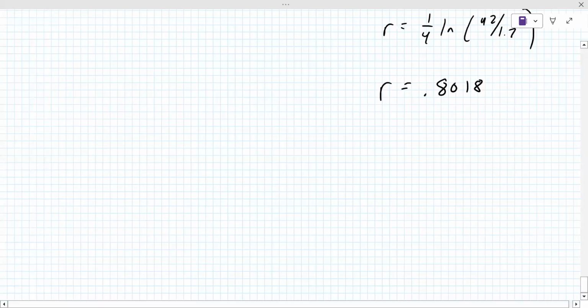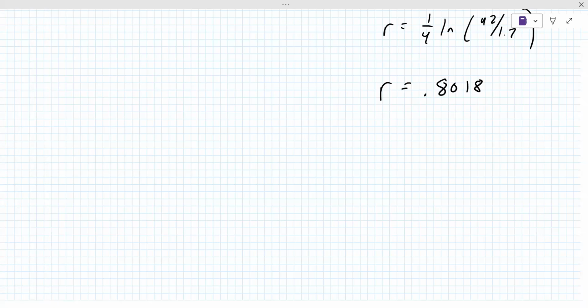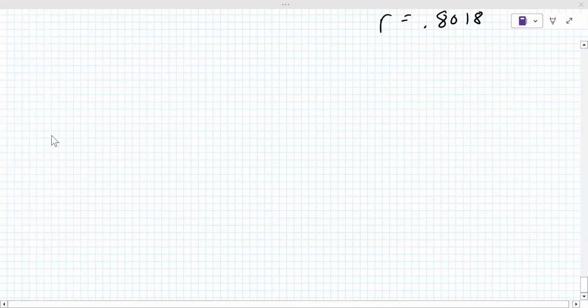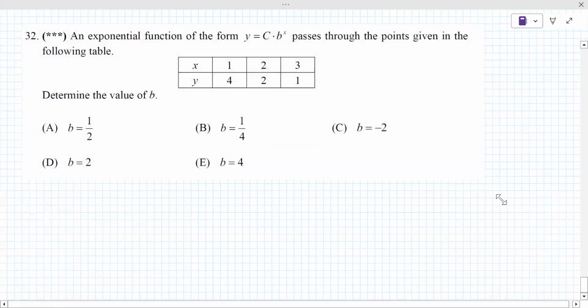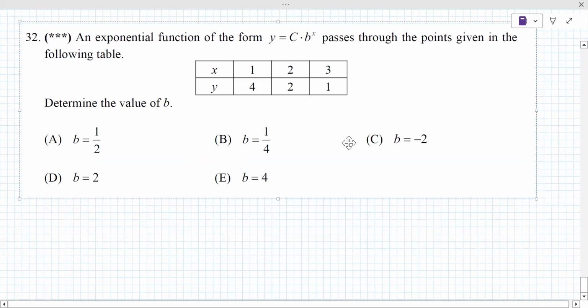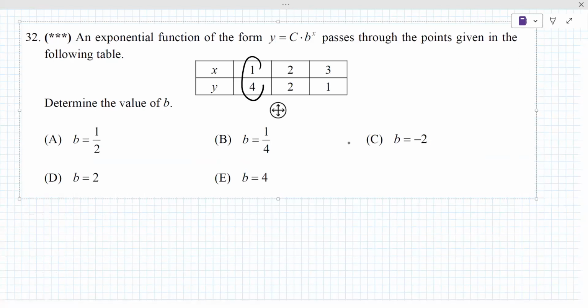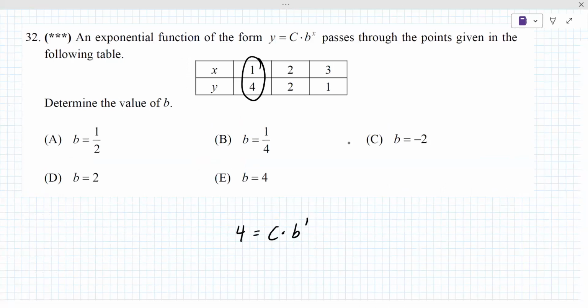Okay. Yeah, so 32 is in the same class of problems that we just did, but they're not giving you 0. So it's like, ah, boy, what do I do? Well, you got to try a couple of points here. So I'm going to try the first point. 4 equals C times B to the 1. And then the other one I'll just arbitrarily pick that one. No good reason. 2 equals C times B squared.